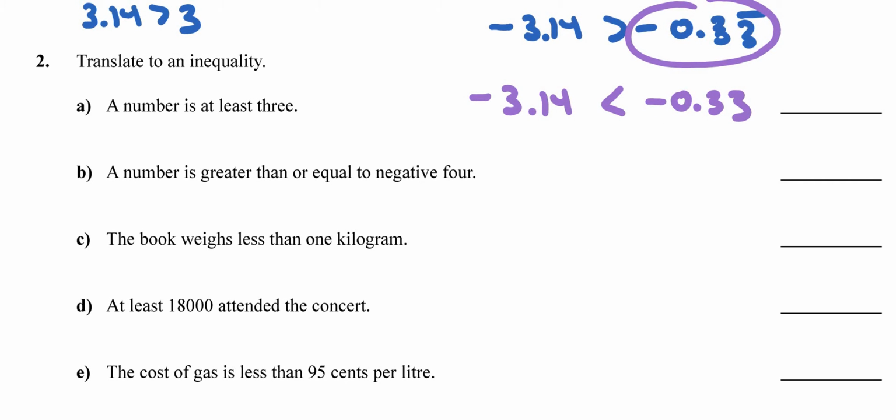For question number 2, we just have to do some of the odd problems. So I need to translate the following into an inequality. Starting with question 2a, a number is at least 3. For my numbers here, you can use x or n. I'll just use x here. So a number is at least 3. That means the number has to be bigger than or equal to 3. So x is greater than or equal to 3 would satisfy the condition there.